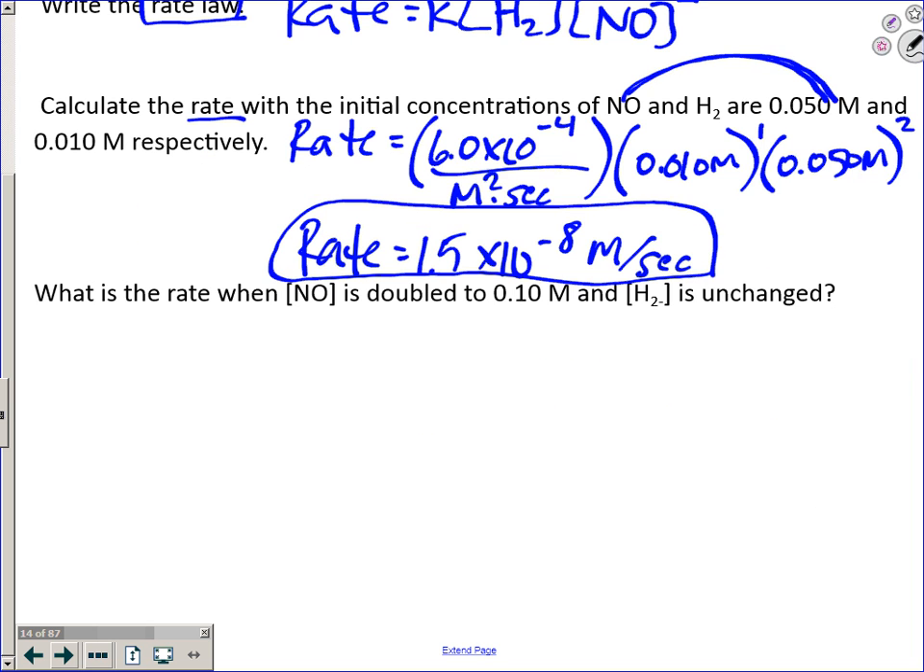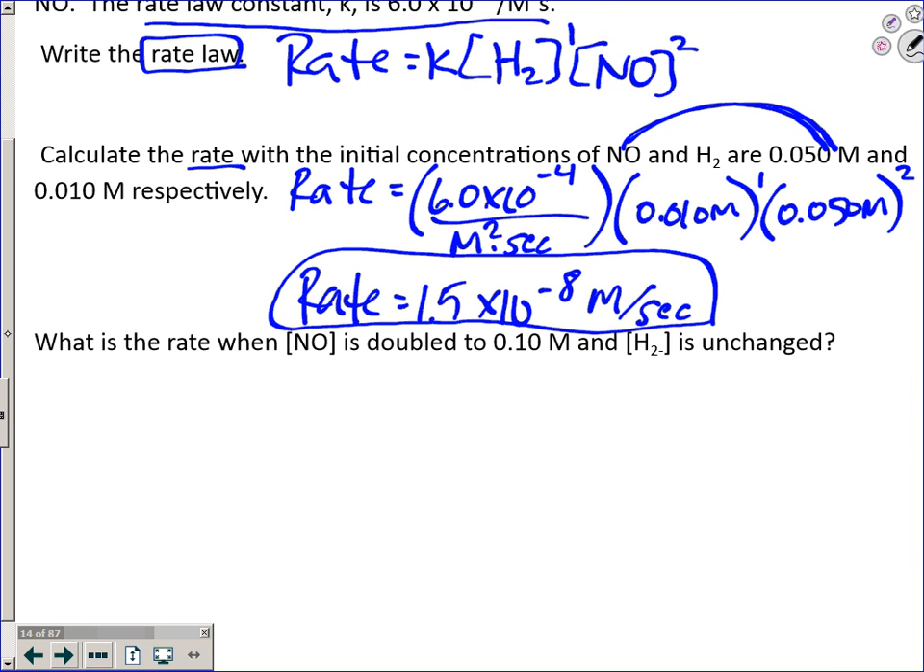All right, so do not do math. Don't recalculate. Solve for the last one, not calculating the whole thing again, but using the rate law.